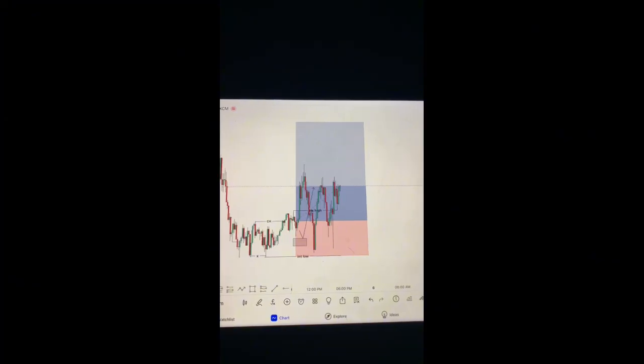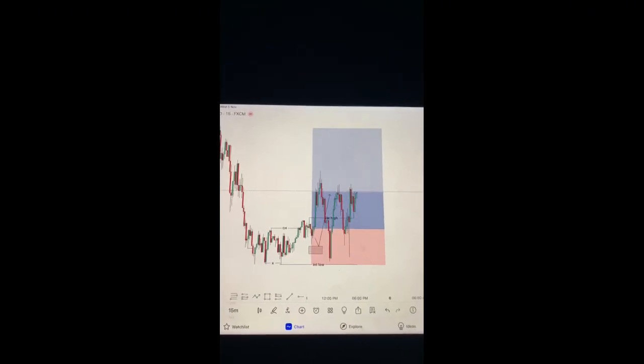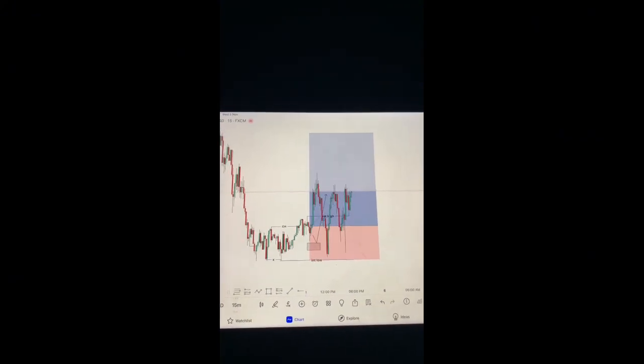So I'm just basically waiting for price to play out. I'm not breaking even on this trade. I'm not taking partials. I'll just let the trade play out. It either hits my take profit or it hits my stop loss. All right, so let's just sit tight and see how it goes.